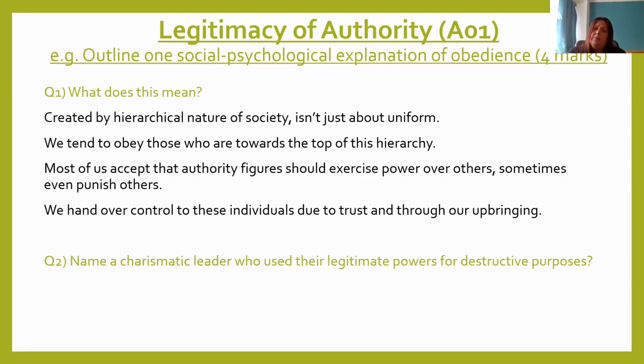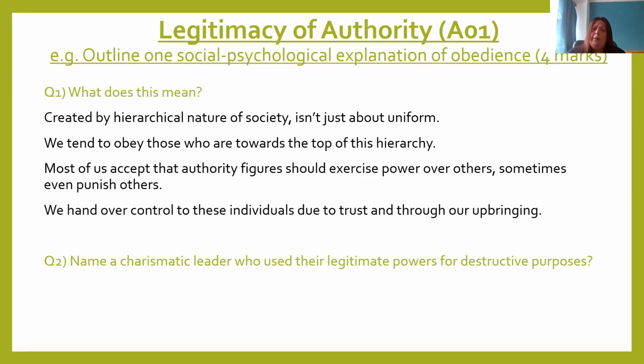Firstly, who we perceive to be an authority figure is created through that hierarchical structure that we have, the nature we have in society. Please remember, it isn't just about what someone wears and their uniform. So typically individuals will obey those who are perceived to be towards more of the top of that hierarchy, in positions of moral authority, managers and bosses, heads of schools. And most of us accept that authority figures should exercise power over others. And sometimes that also includes that they have the power not only to reward us, but they can punish us as well.